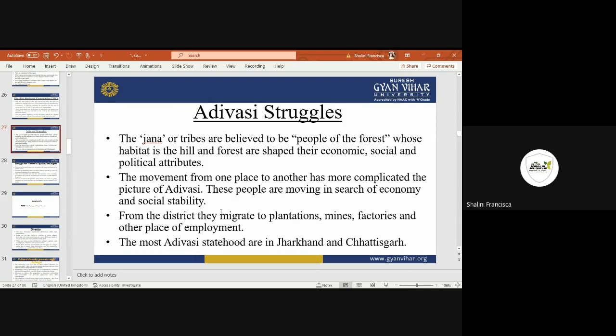Then most Adivasi statehood are in Jharkhand and Chhattisgarh. So if we talk about the Indian scenario, Adivasi are mostly found in Chhattisgarh and Jharkhand. Jharkhand was part of Bihar, but these people tried to have another state so that they can have their own security. So now we have a new state, that is Jharkhand, and people are living there.